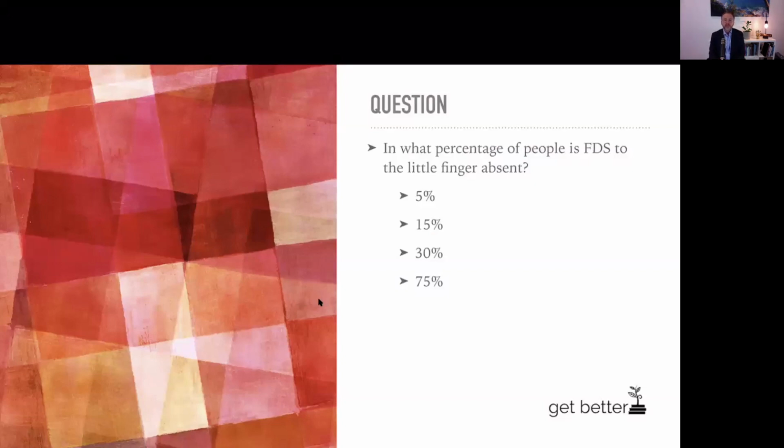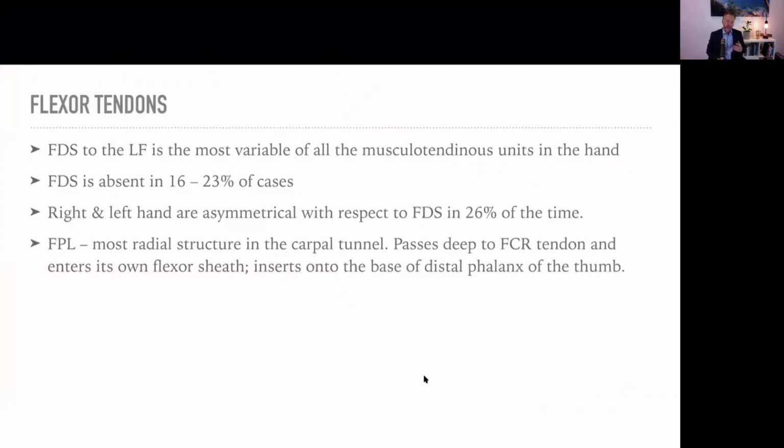So 15% is the winner, with 30% following afterwards. And in fact, 15% is correct. On my presentation here, I've got a little range, but 16 to 23, 15% is often quoted as the number. And about 26% of the time there's asymmetry. So usually if it's on one side, it'll be on the other as well. So an interesting thing about little finger FDS.